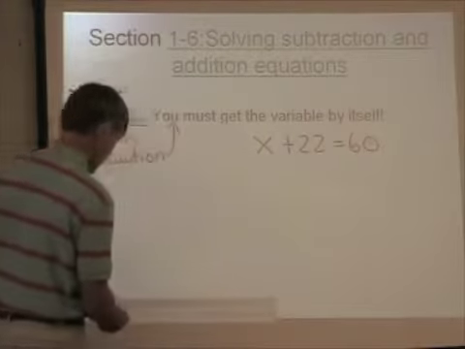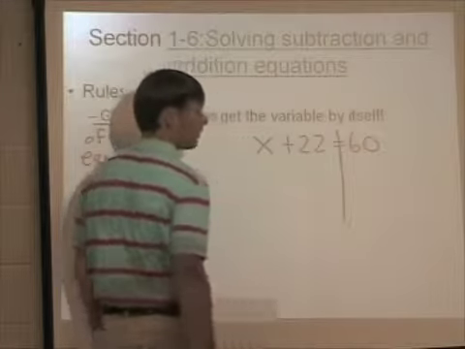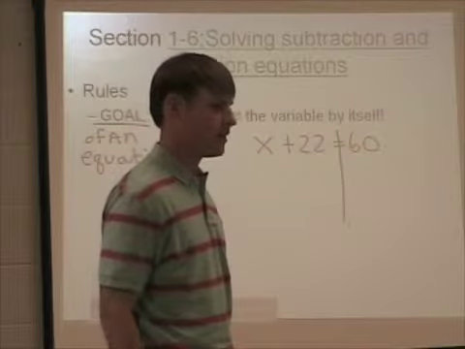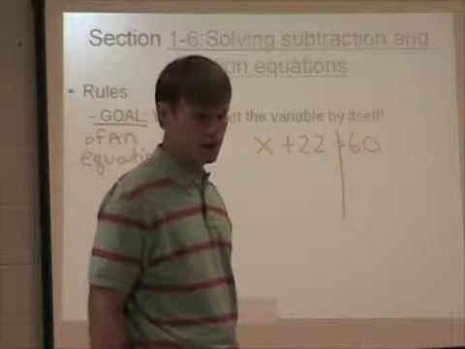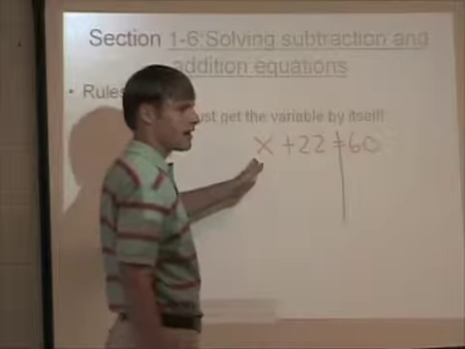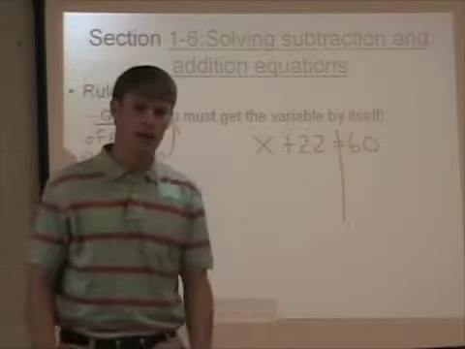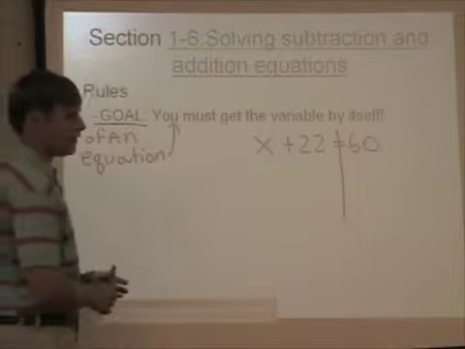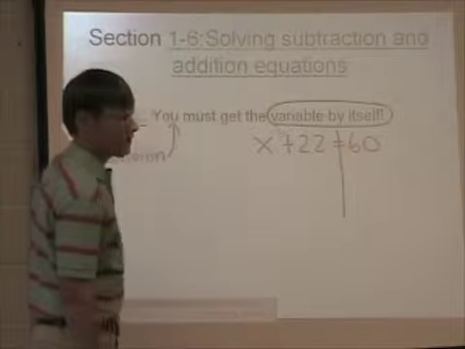Okay? Now you need to understand that the middle of the equation is the what? What marks the middle of the equation? The equal sign. Say that. The equal sign. So the equal sign marks the very middle of the equation. Everything to the left of the equal sign is the left side. Everything to the right of the equal sign is the right side. Okay? Now our goal in an equation is to get the variable by itself.